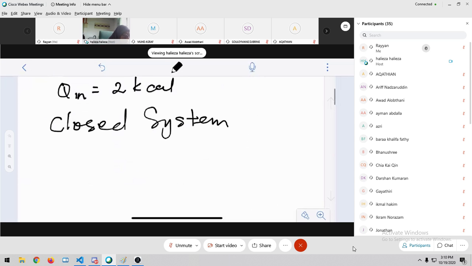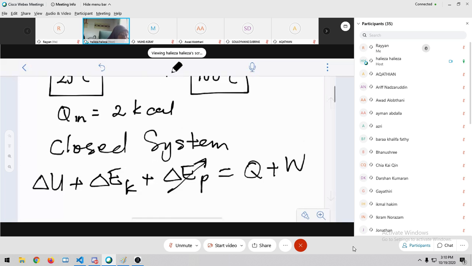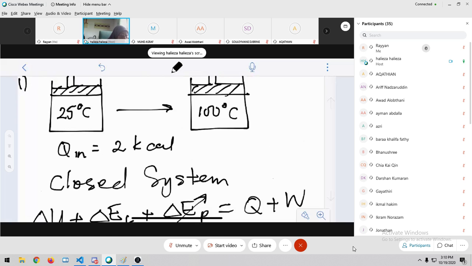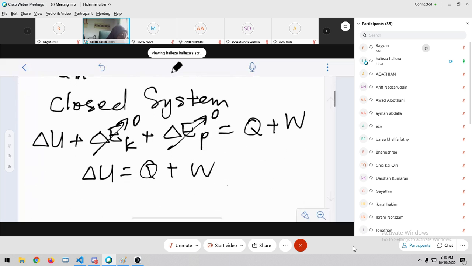The equation is delta U plus the kinetic energy plus the potential energy equals heat plus W. Okay? The problem states that you can ignore the potential energy due to the movement of the piston. The system itself is not moving. The system is stationary, so your kinetic energy is also zero. So you end up with just the internal energy, the heat plus work.